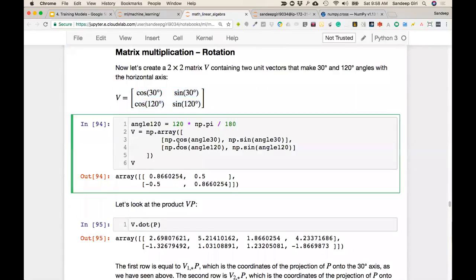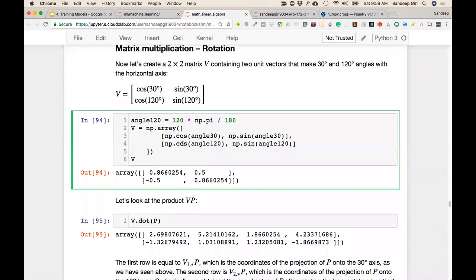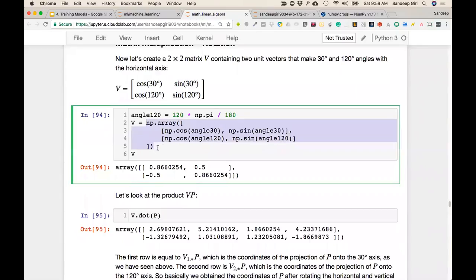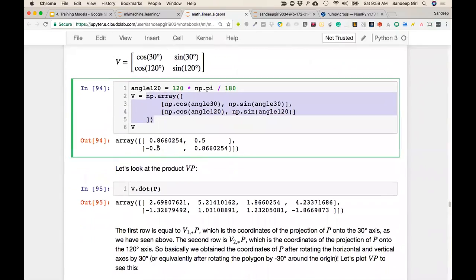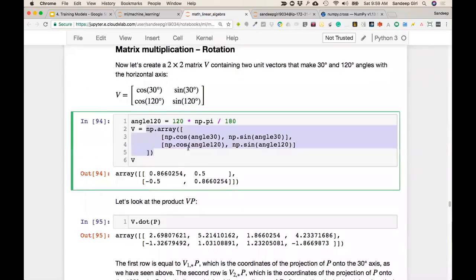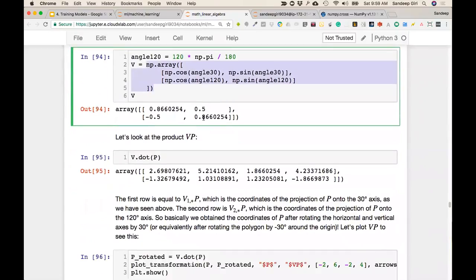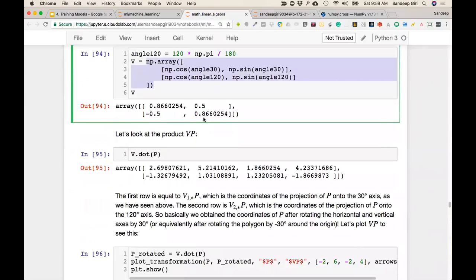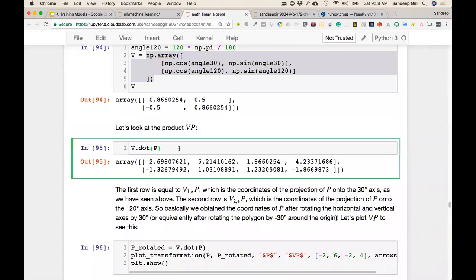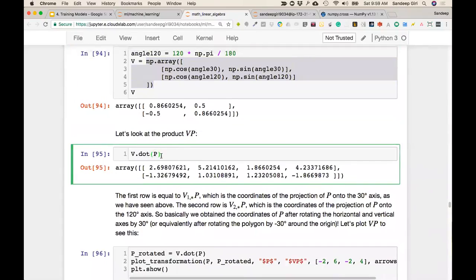Okay. Now we are saying that we have created a matrix out of it. So these are basically x-intercept, y-intercept, and so on. So this V contains the vectors at those angles. Okay, once we do that, we can do V dot P, meaning project P onto V.